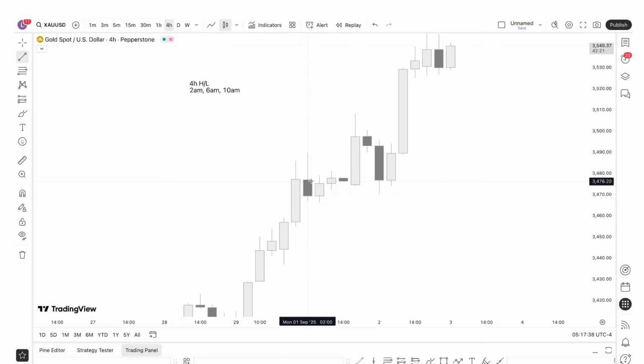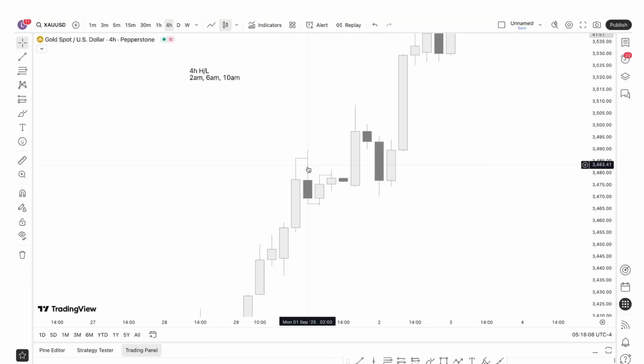Firstly I will mark the previous candle of the 2 a.m., which is the 22nd candle, which has been taken out by the 2 a.m. candle, forming a sell side setup. After that I will mark the 2 a.m. candle, which has been taken out by the 6 a.m. candle, and again I will mark the 6 a.m. candle, which has been taken out by the 10 a.m. candle. So here we have two setups.